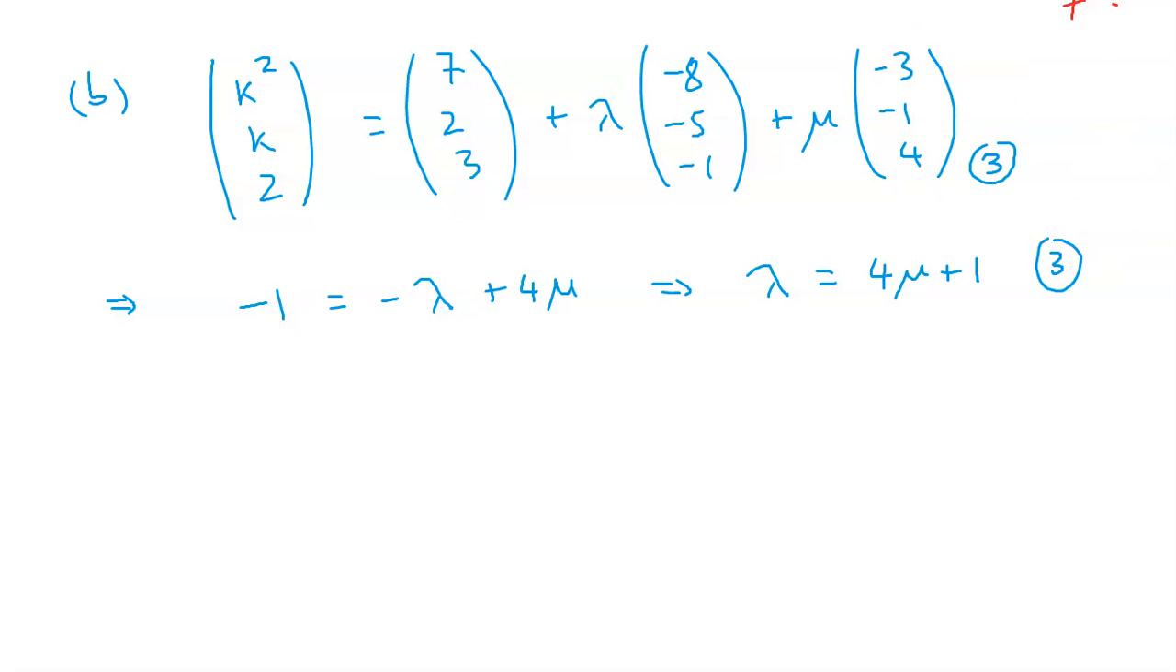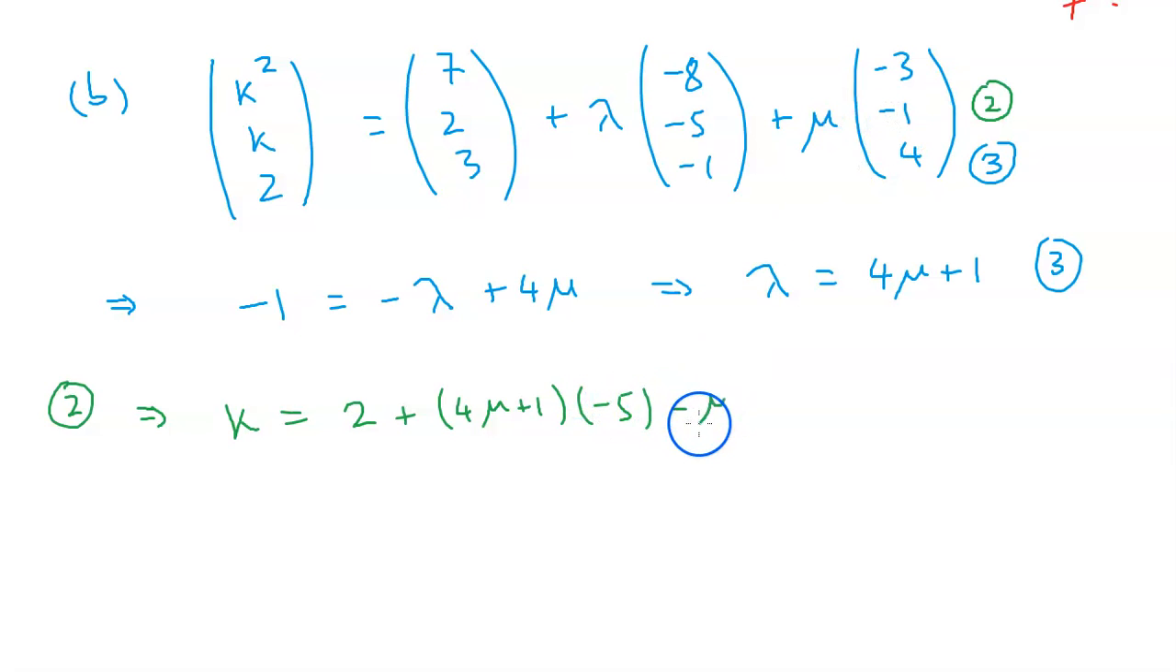And then we can also use equation 2 to find k in terms of mu. So equation 2 would say that we have k is equal to 2 plus (4 mu plus 1) times negative 5, and then just minus mu. Okay, so that will be 2 minus 20 mu minus 5 minus mu. So that would be negative 3 minus 21 mu.